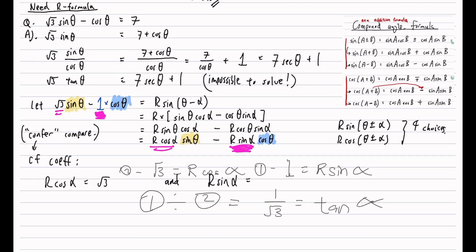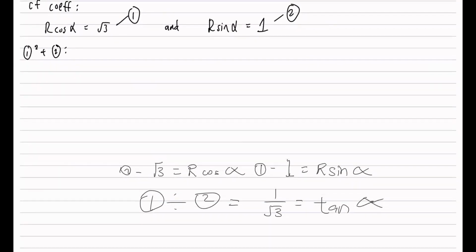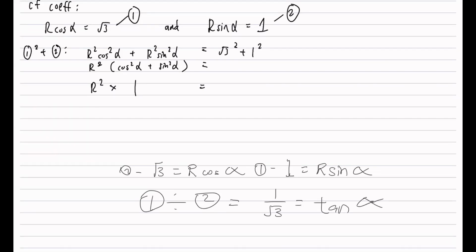So r sine alpha equals 1. Call this equation 1, call this equation 2. If I take 1 squared plus 2 squared, what do I end up with? Left-hand side, r squared cos squared alpha plus r squared sine squared alpha. You can always factor out the r squared, then you're left with cosine squared alpha plus sine squared alpha. What's so special about cos squared plus sine squared? It's just 1. So r squared equals the right-hand side, square root 3 squared plus 1 squared, which is 3 plus 1, equals 4. So r equals square root of 4.